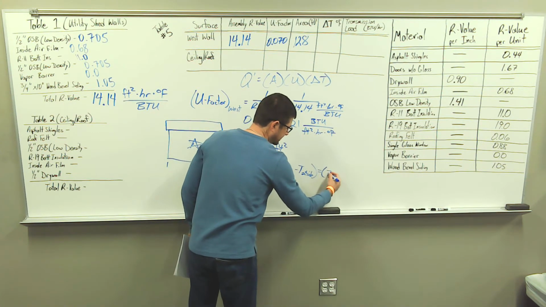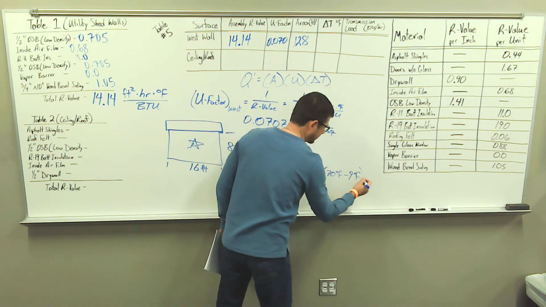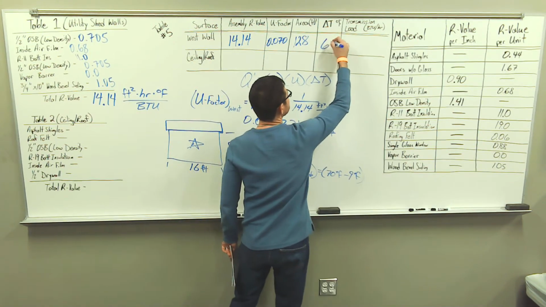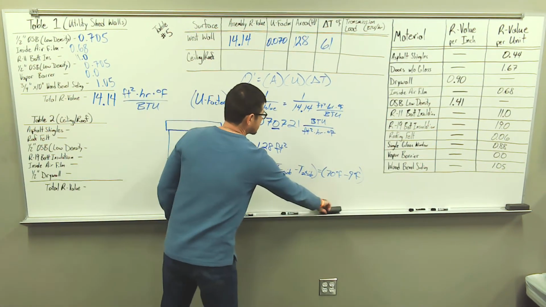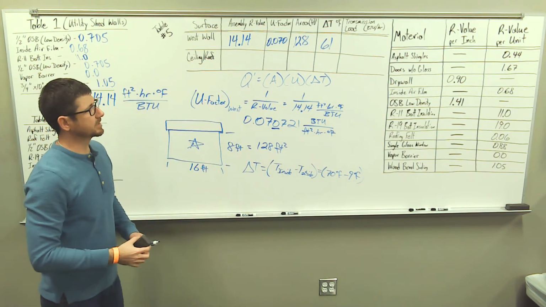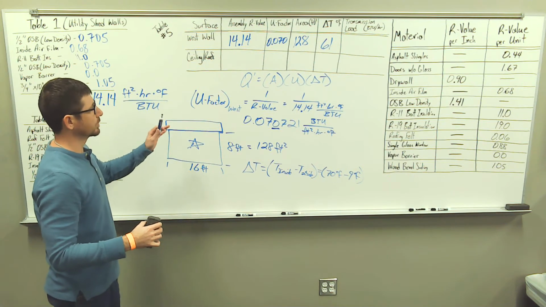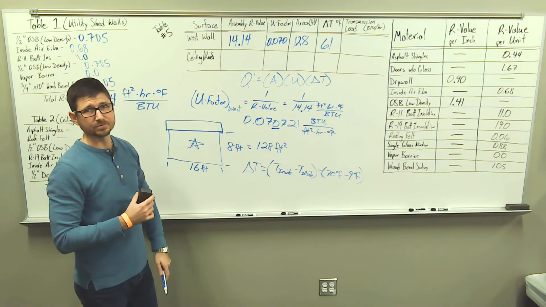So this is going to be 70 degrees Fahrenheit minus 9 degrees Fahrenheit, and that's going to give me 61 degrees Fahrenheit. Okay? So now I'm going to erase here because we need to calculate the transmission load for the west wall. And we're going to use this, Q prime equals A U delta T.